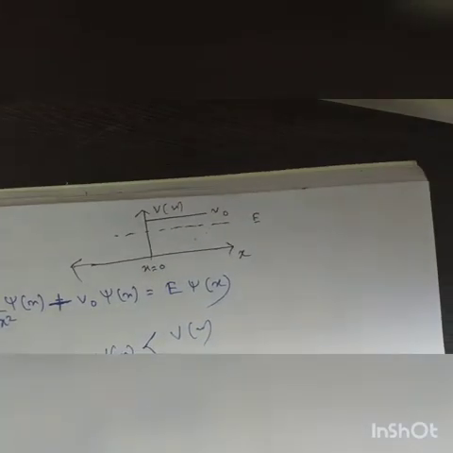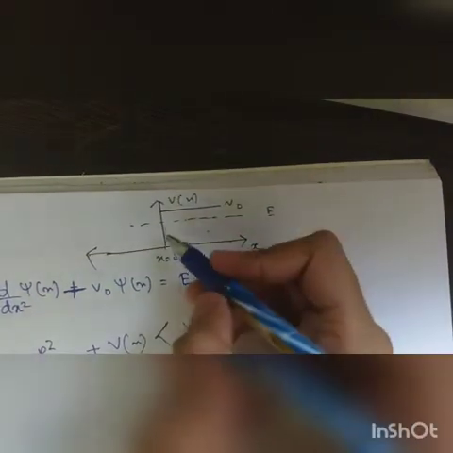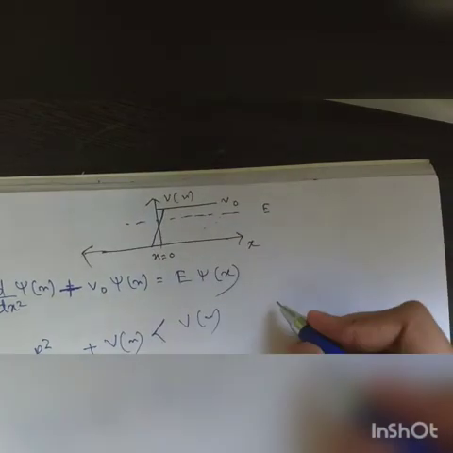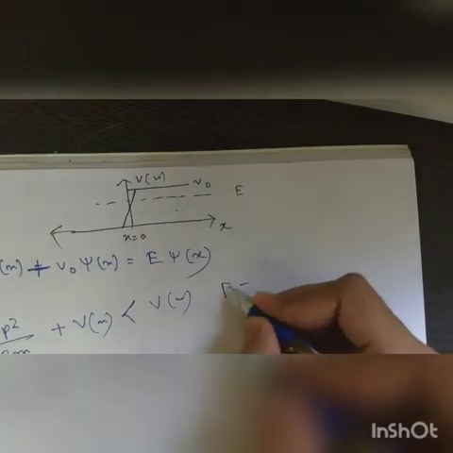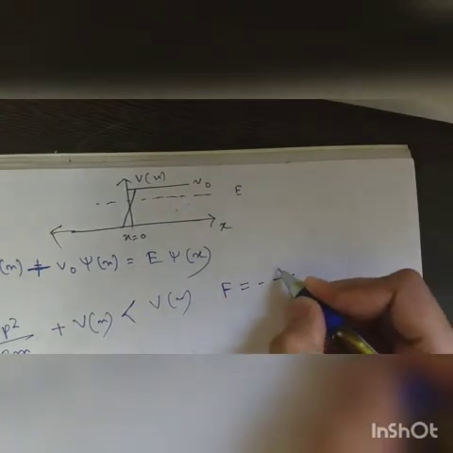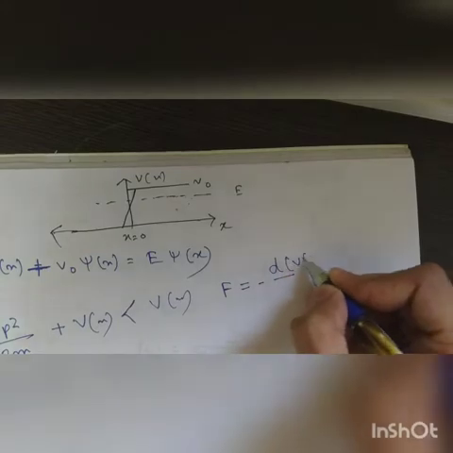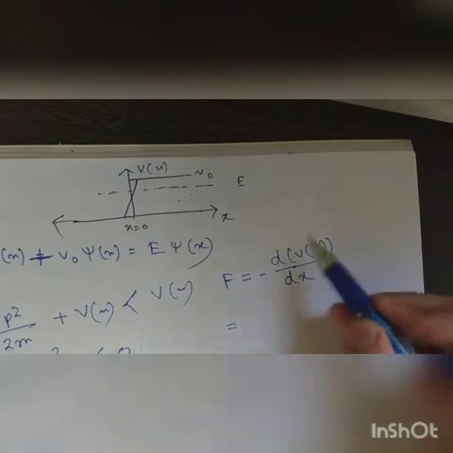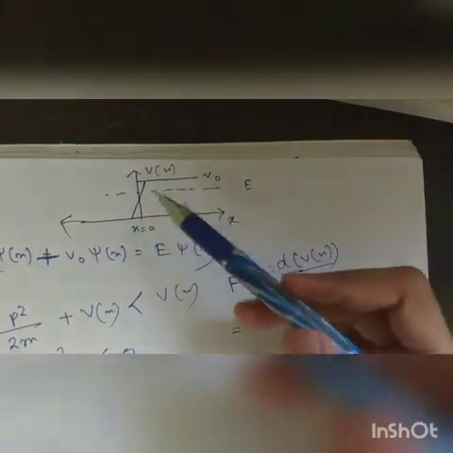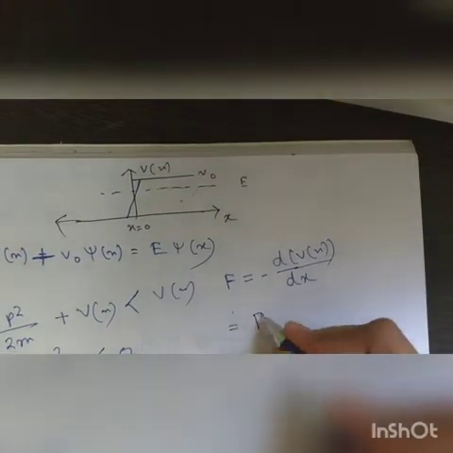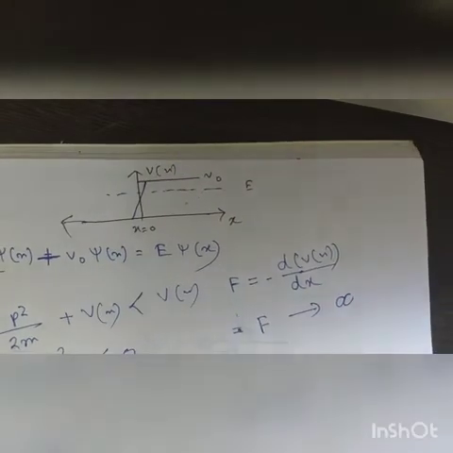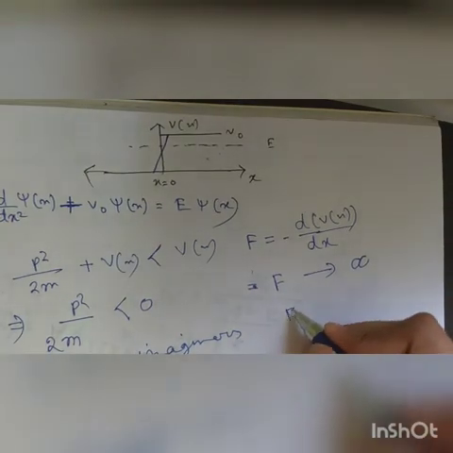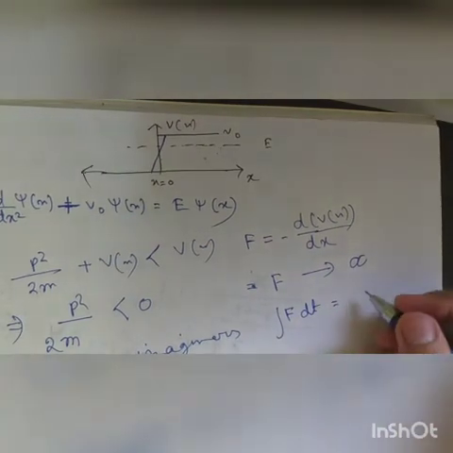Actually, what would have happened is that if the slope is not perfectly 90 degrees, there will be a force, minus dV(x)/dx. As this slope tends to 90 degrees, the force will go to infinity, but this force acts on the particle for a very short period of time, so the impulse is finite.